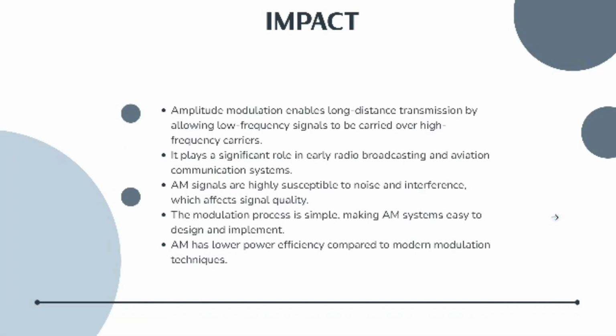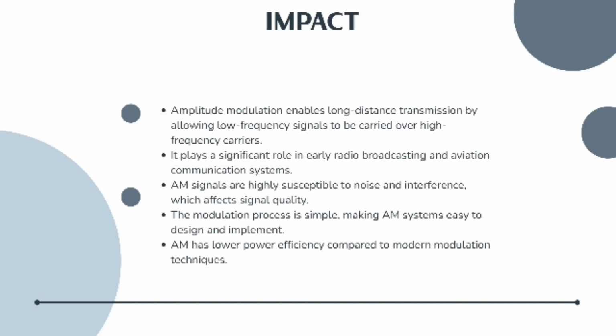Today I'll briefly talk about the impact and benefits of amplitude modulation in communication systems. Amplitude modulation, or AM, was one of the earliest modulation techniques used in radio communication and played a major role in enabling long-distance transmission of voice signals. Its simple design made it easy to implement, especially in early broadcasting and aviation systems.